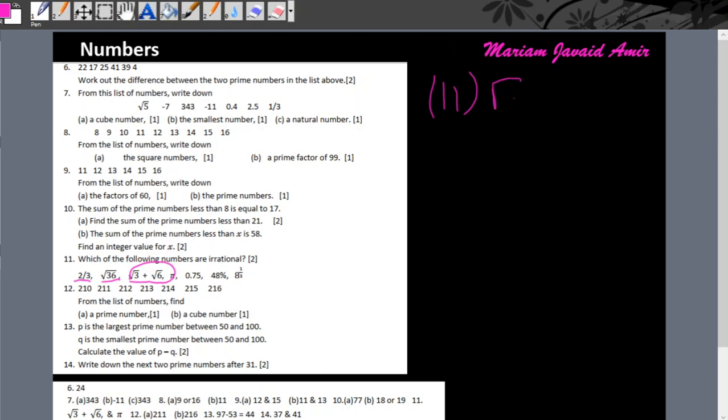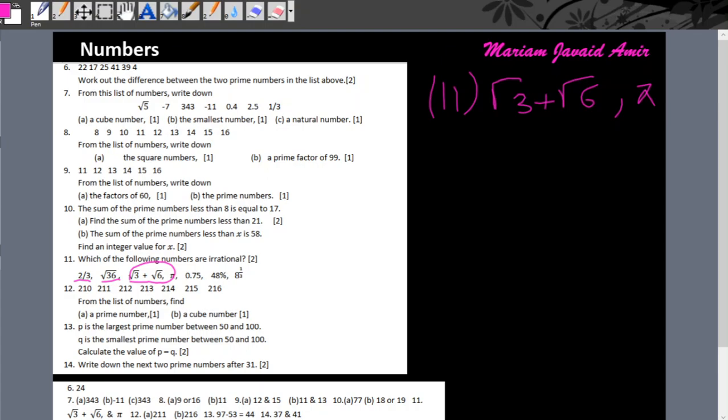So under root 3 plus under root 6 is one irrational number, and pi is also an irrational number. It cannot be written as a fraction. Pi is a never ending number which has no recurring pattern. So pi is an irrational number.